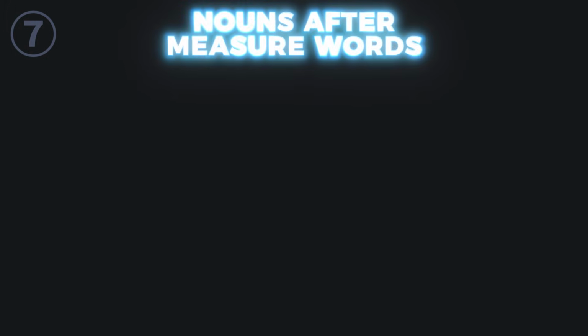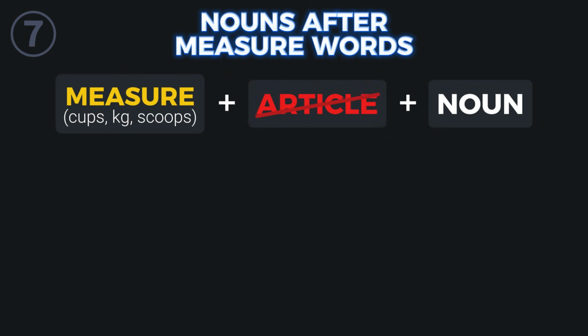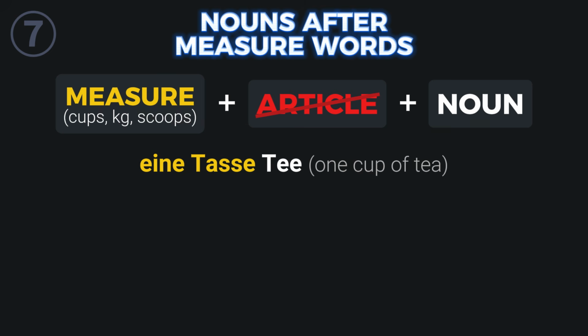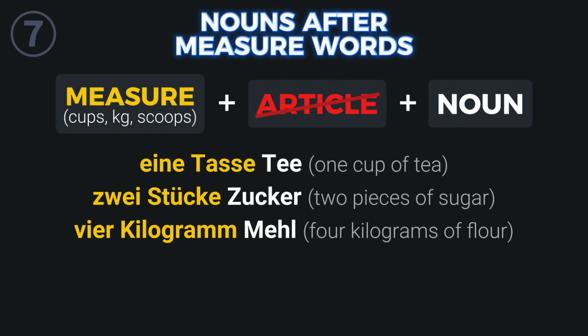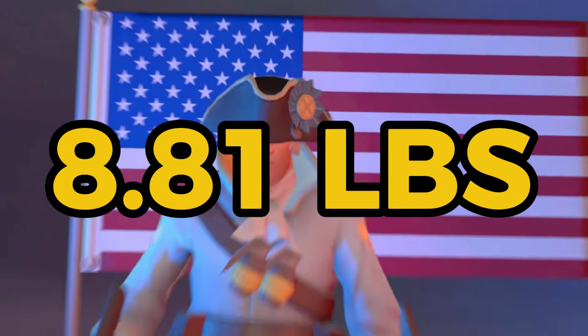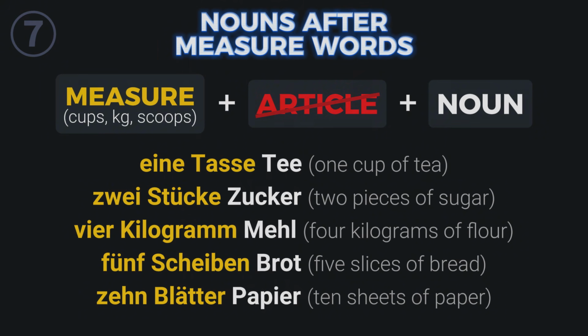Number 7. Nouns after measure words. Basically any noun that follows a measurement like cups, kilogram, or scoops. For example, eine Tasse Tee, 1 cup of tea. 2 Stücke Zucker, 2 pieces of sugar. 4 Kilogramm Mehl, 4 kilograms of flour. Or 8.81 pounds in freedom units. 5 Scheiben Brot, 5 slices of bread. Or 10 Blätter Papier, 10 sheets of paper.